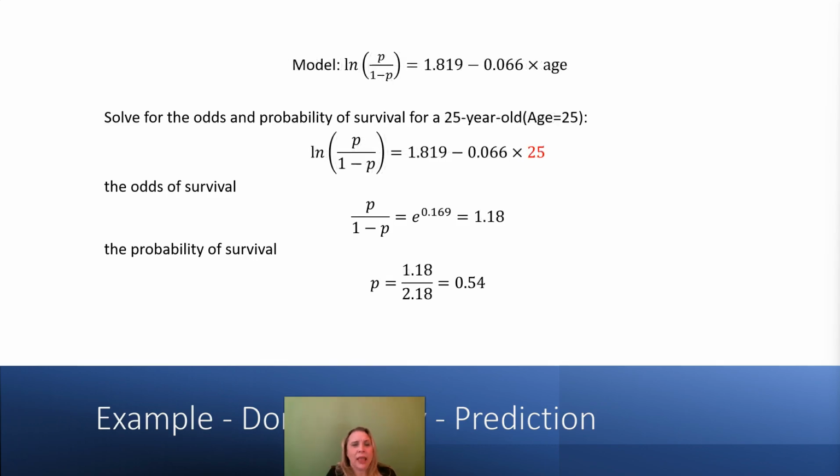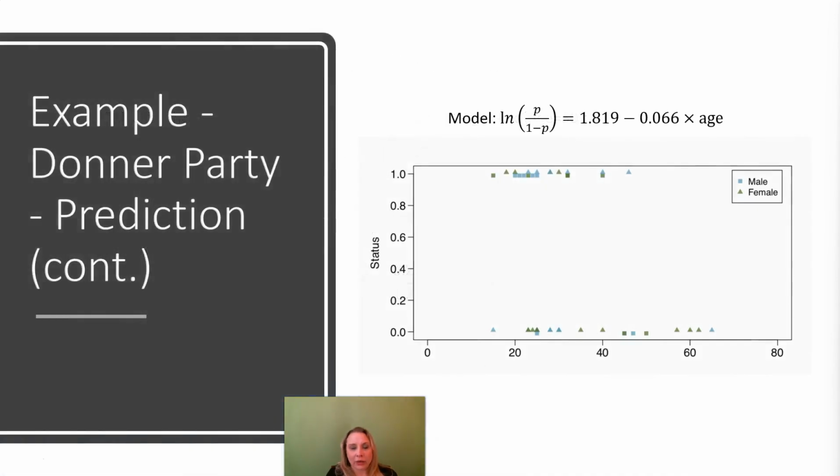We can do the same thing if we're looking at a 25-year-old to calculate the odds of survival as well as the probability of survival. And we can extrapolate it out to someone that's 50 years old. So you can take that model and just plug in the age to figure out the odds and later the probability as well. If we look at the data, we see that we have very discrete responses. We either have responses at the bottom with 0 or others at the top that are 1. And that makes sense, right? Because it's a binary response.